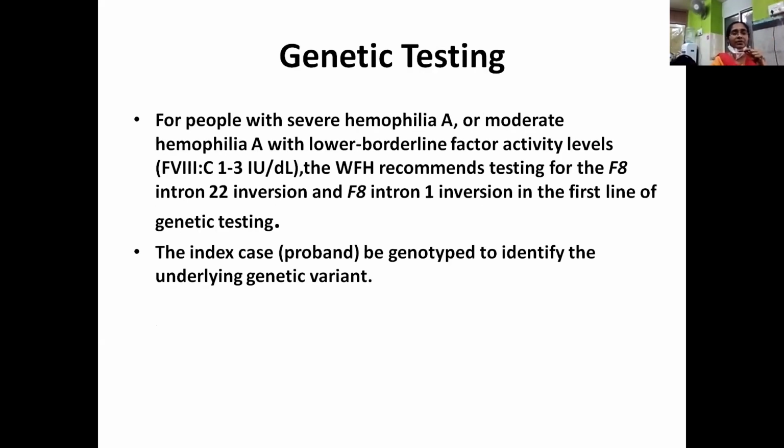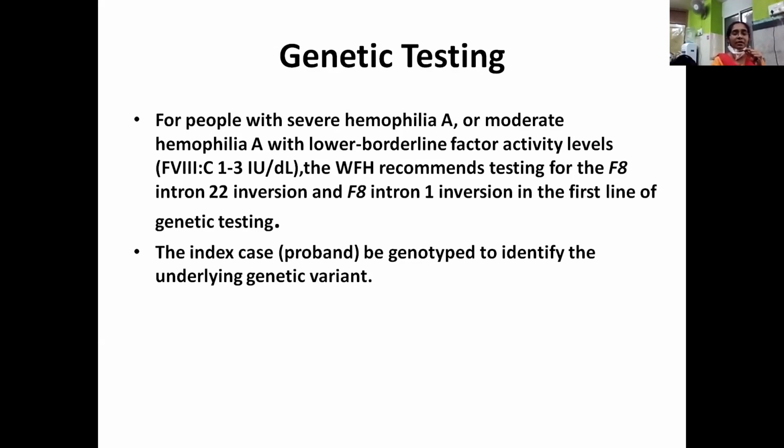And the next important question. Now we have made the diagnosis of hemophilia by doing a factor assay also. So the next question is whether to proceed with the genetic testing. For most people with severe hemophilia or moderate hemophilia or low borderline factor activity levels, the WFH recommendation is to proceed with the genetic test, that is intron 22 inversion and intron 1 inversion testing. At least in the proband or the index case, it should be genotyped. Then other family members also may have the same mutation.